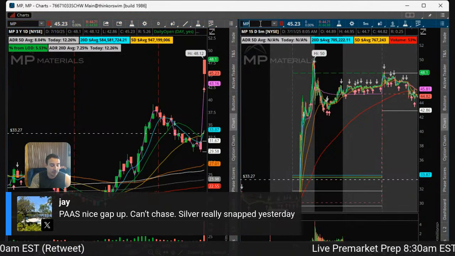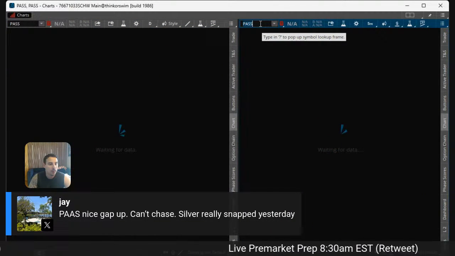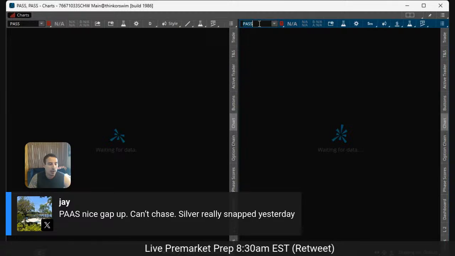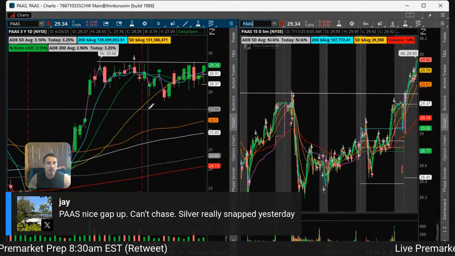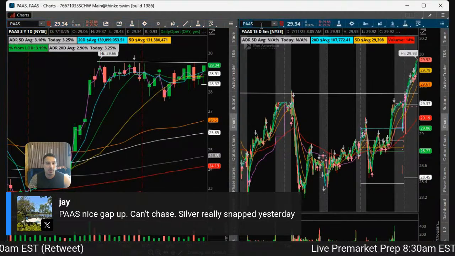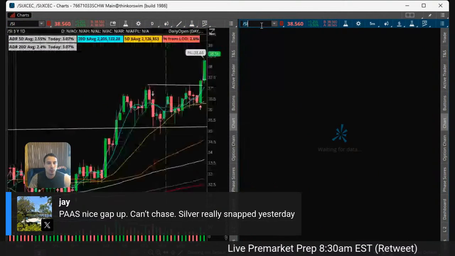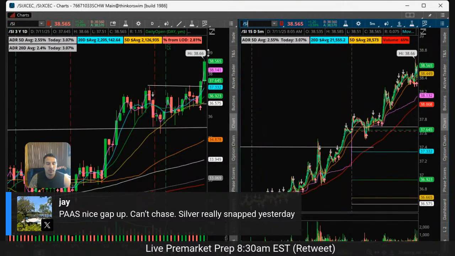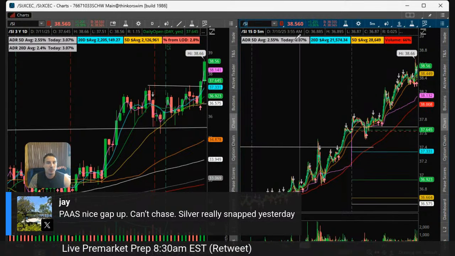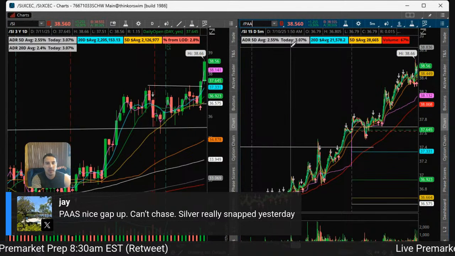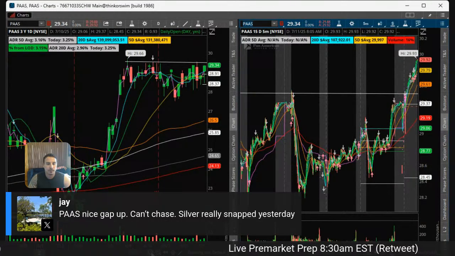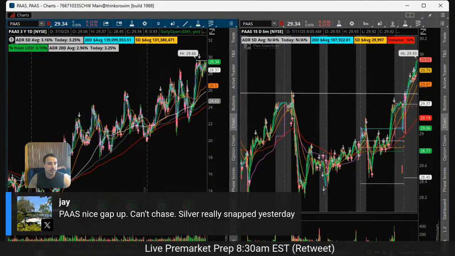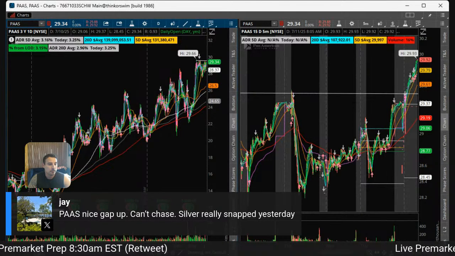Yeah, PAAS. This is a nice silver name. This isn't really a chase. We are coming out of a flat base. This isn't a chase at all. Plus, silver has digested really nicely. So as long as silver hangs in there, it looks like PAAS could probably keep going, would be my guess. Awesome earnings estimates on this one going forward too. So you're not really chasing.